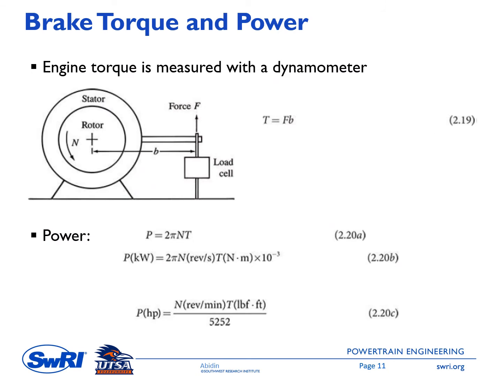Next, let's take a look at the engine operating parameters. The first parameters we'd like to see here are engine brake torque and power. Engine torque is normally measured with a dynamometer. In this case, the engine is clamped on a test bed, and the shaft is connected to the dynamometer rotor. So this figure illustrates the operating principle of a dynamometer.